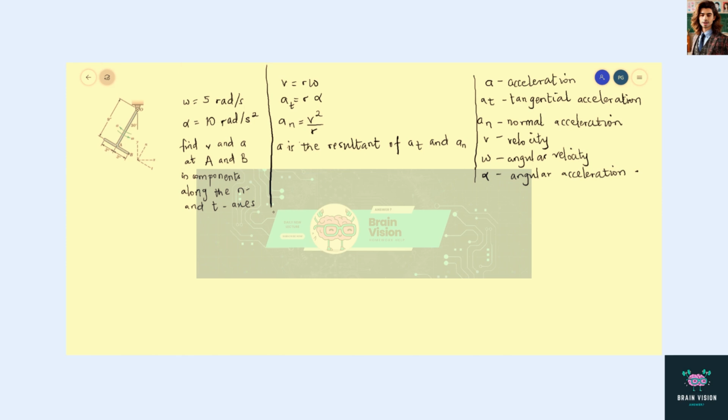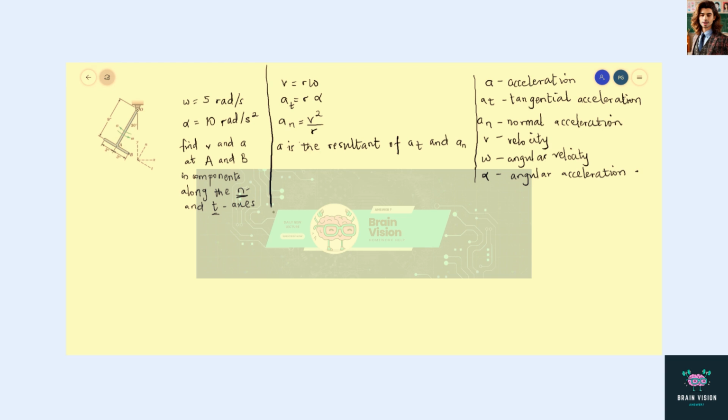We're given that the angular velocity is 5 rad/s and the angular acceleration is 10 rad/s². We want to find the velocity and acceleration at points A and B in component form, in components of the normal and tangential axes. So we're not using i, j, and k, or the x, y, and z axes. We're using the n and t axes.